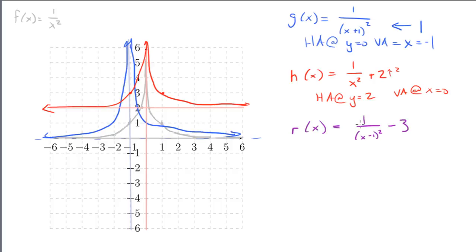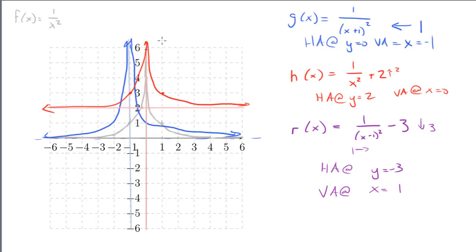Lastly, r of x, this represents a shift to the right 1, that x minus 1, and this is down 3, -3 on the outside. So we've got our horizontal asymptote at y equals -3. We've got our vertical asymptote at x equals 1. So let's draw those in.